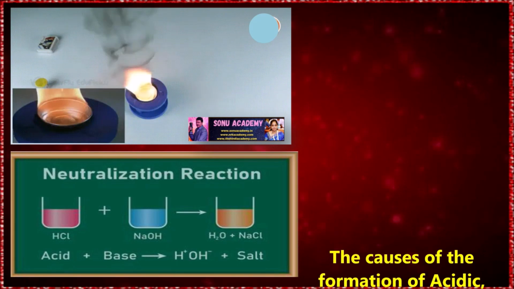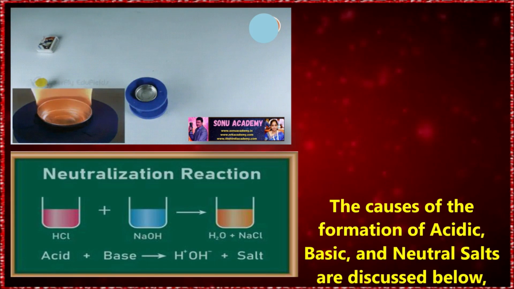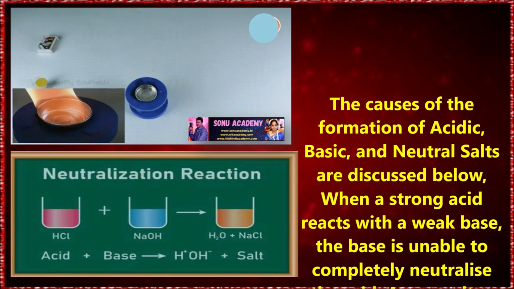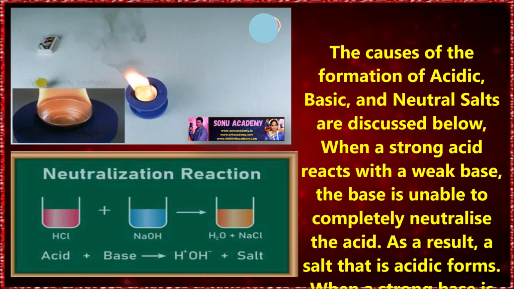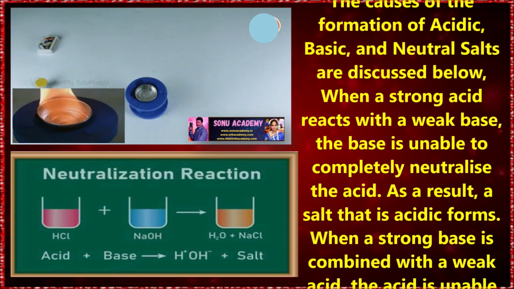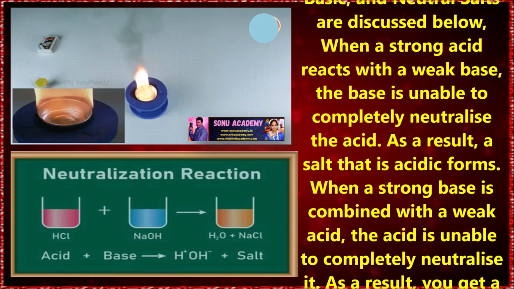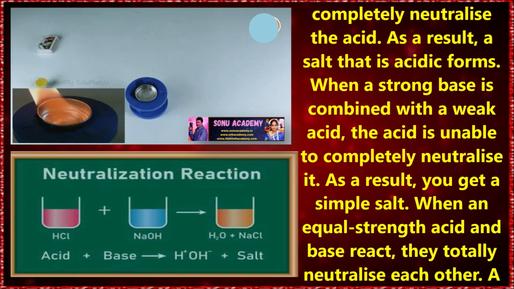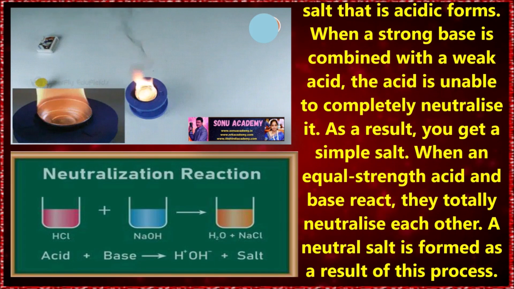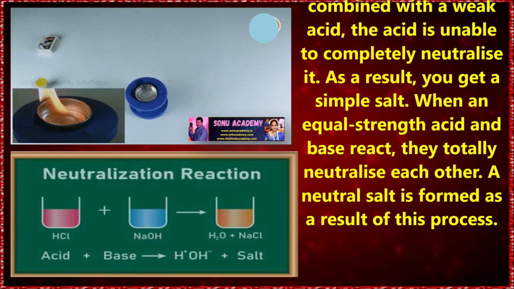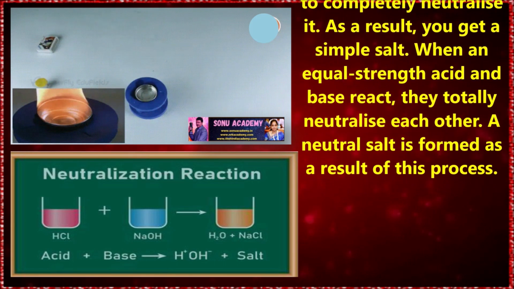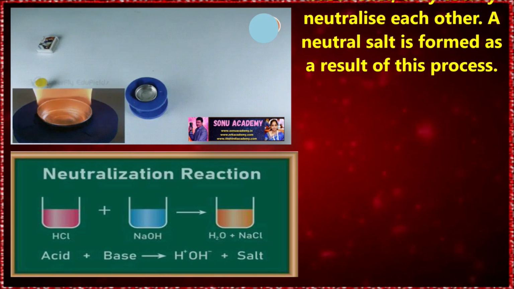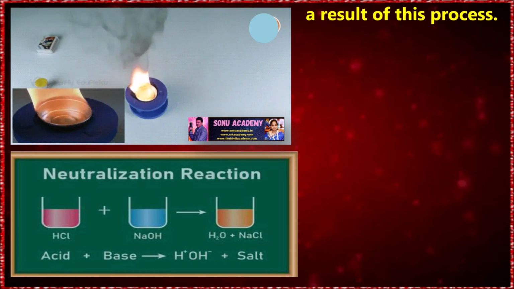Children, let us discuss what causes the formation of acidic, basic and neutral salts. The causes of the formation of acidic, basic and neutral salts are discussed below. When a strong acid reacts with a weak base, the base is unable to completely neutralize the acid. As a result, a salt that is acidic is formed. When a strong base is combined with a weak acid, the acid is unable to completely neutralize it. As a result, you get a basic salt. When an equal strength acid and base react, they totally neutralize each other. A neutral salt is formed as a result of this process.